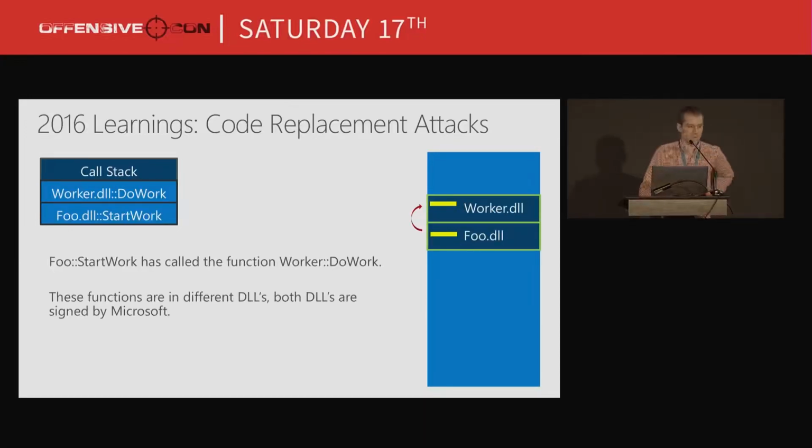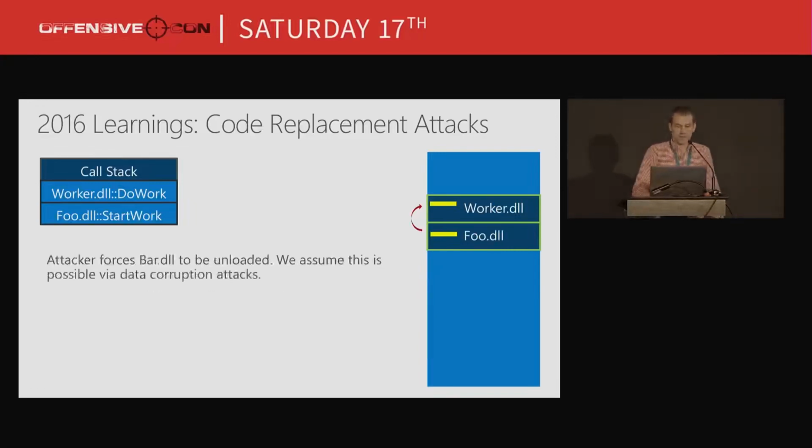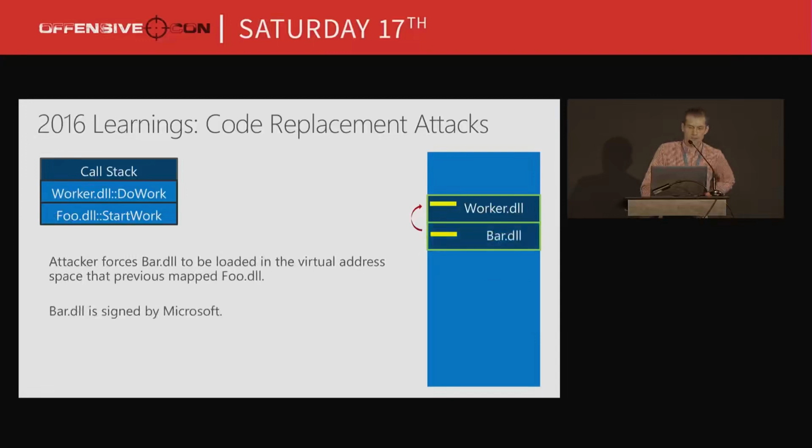Now, what happens if an attacker, while that doWork function is sitting there in a loop doing some processing, forces that process to unload foo.dll? And then an attacker forces that process to load a new DLL called bar.dll at the exact same virtual address that foo used to be loaded. And of course, bar.dll is signed by Microsoft. It's a completely valid binary.